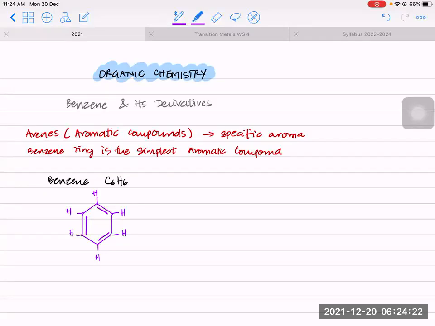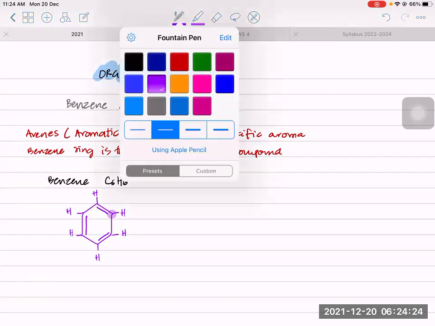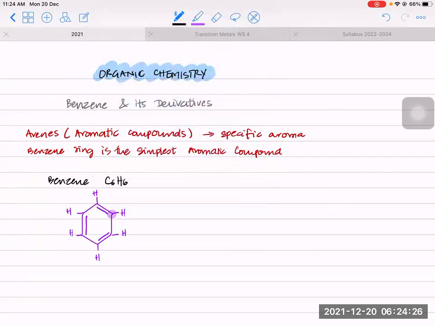Now let's look at each carbon. Let's look at this carbon. This carbon right here is making 1, 2, 3 sigma bonds, and it has 0 lone pairs. Steric number is 3. Hybridization is sp2. So each carbon in the structure of benzene is sp2 hybridized.